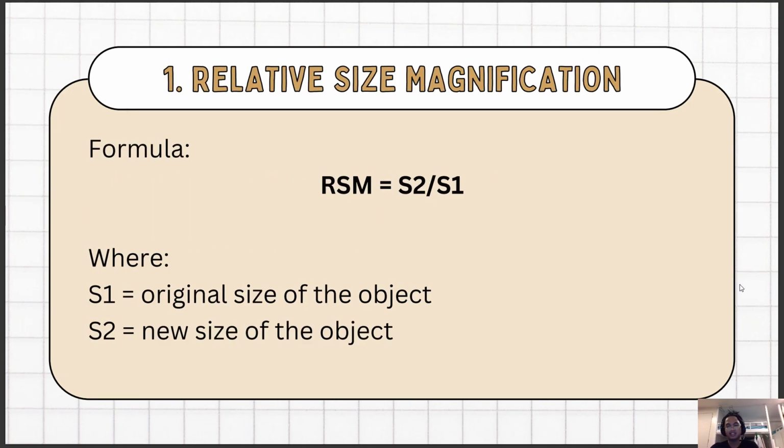First, we have the relative size magnification. So its formula is RSM is equal to S2 over S1, where S1 is the original size of the object and S2 is the new size of the object. So imagine holding a magnifying glass close to a tiny insect. By increasing the object's size itself, we effectively magnify it. So this is called the relative size. The one that is altered is the size itself.